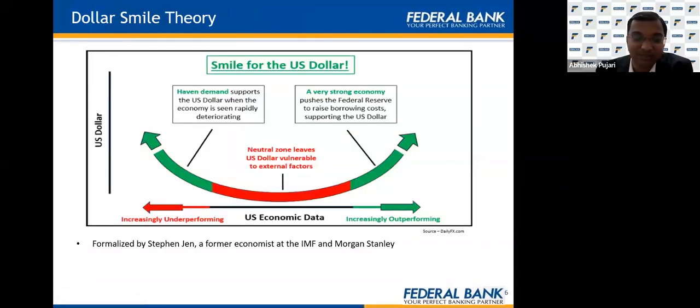By the way, this theory was formed by Stephen Jen, who was a former economist at IMF and Morgan Stanley.